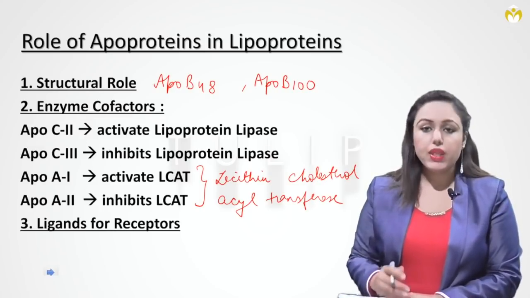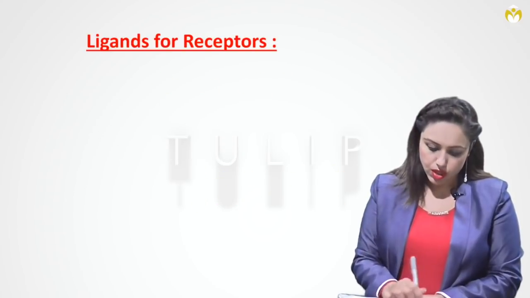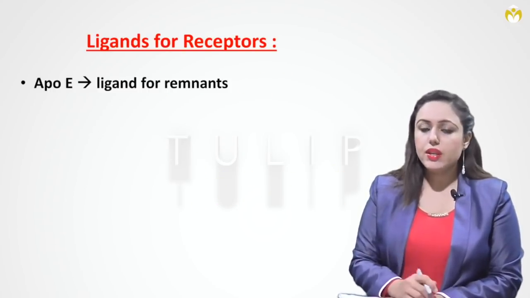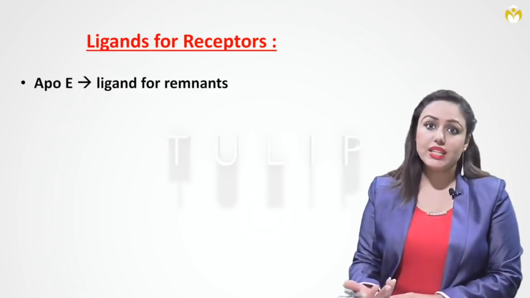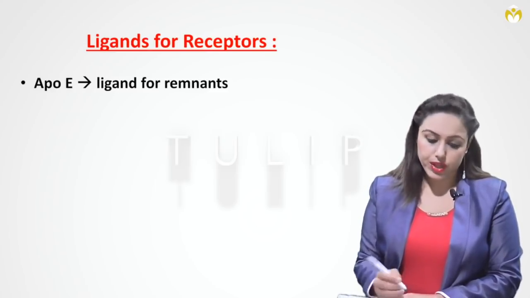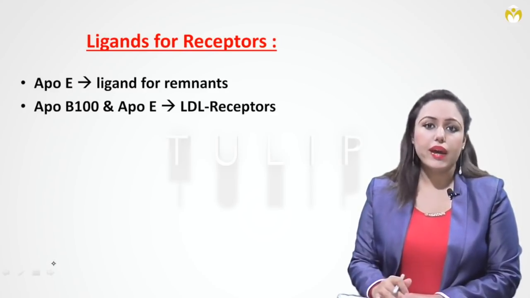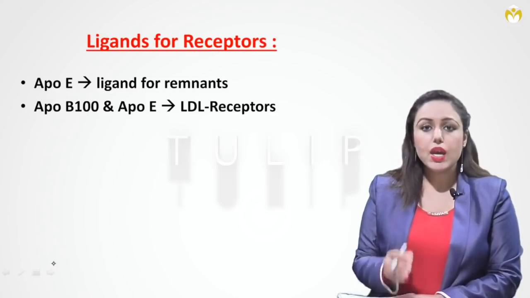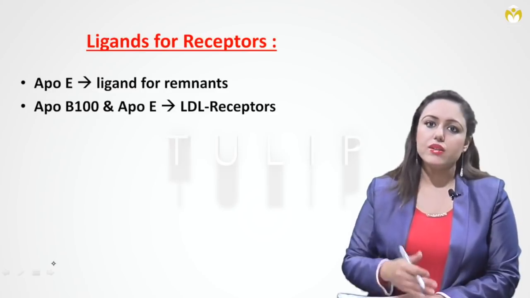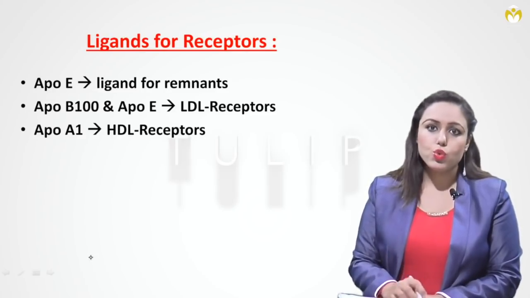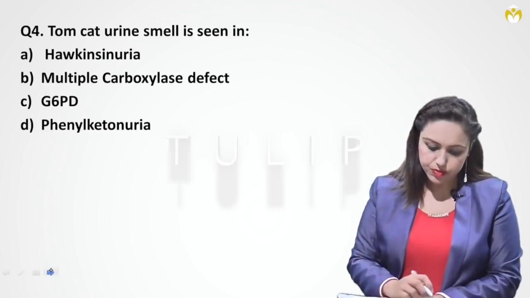Next thing is that these apoproteins can also act as ligands for the receptors. Example, ApoE is the ligand for remnants, that is chylomicron remnant, VLDL remnant, or IDL, that is intermediate density lipoprotein. Then ApoB100 and ApoE, both are ligands for LDL receptors, but the main ligand is ApoB100 and the minor ligand is ApoE here. And also ApoA1 is the ligand for HDL receptor, right?